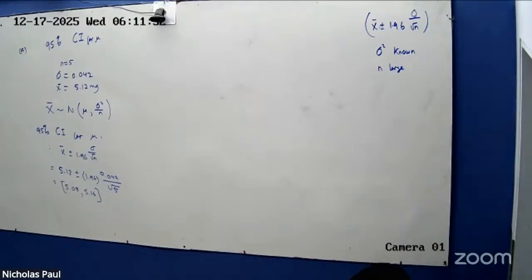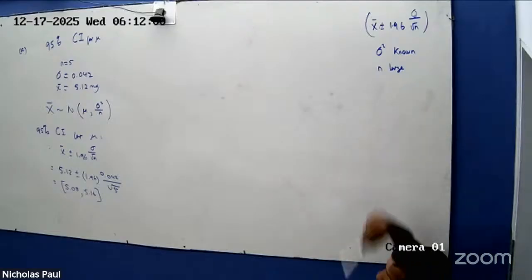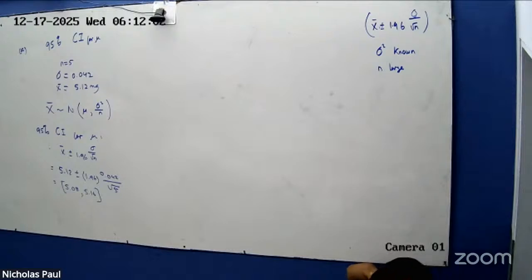If you go back here, I want to show you the other conditions. Other things that can change: number one, we don't know sigma squared, so we have to estimate it. That's the first condition. The next condition is that we don't know if it's normal. If n is large, like n is 100, but the values didn't come from a normal distribution, what do we do? We use something else.